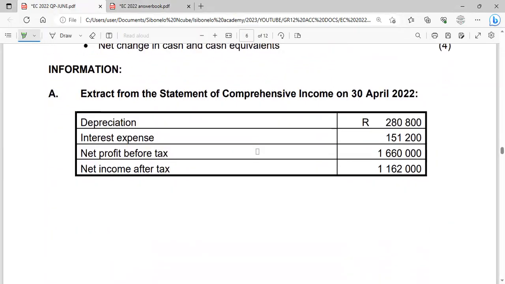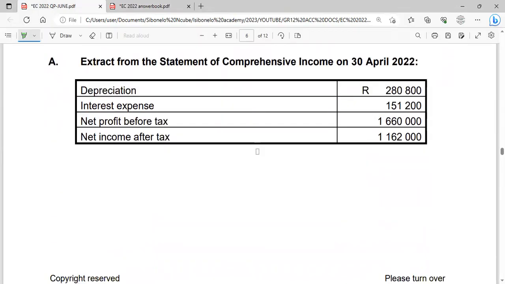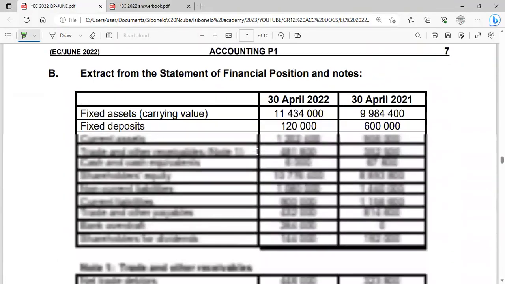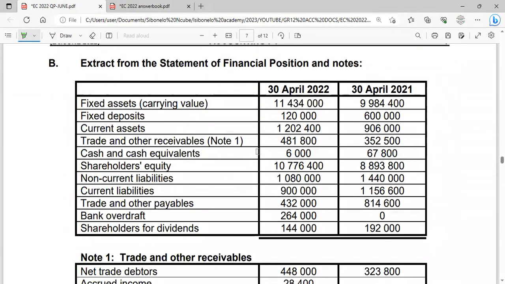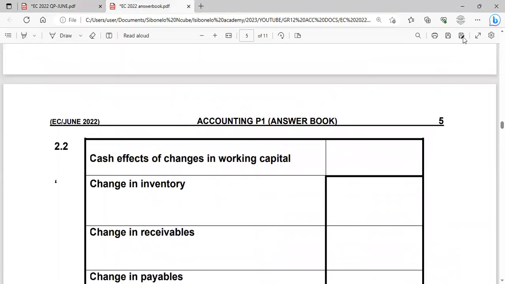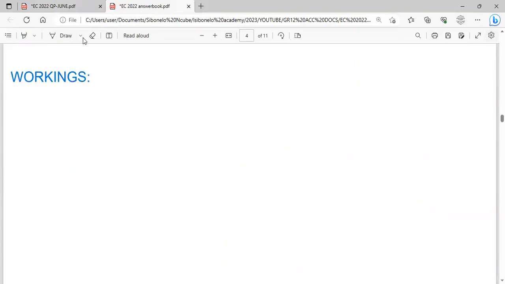So now we go to our information. Information A is an extract of the income statement, so we don't need this one. The second one is an extract from the statement of financial position, which is the balance sheet. Here we're going to search for inventory. We are not given inventory, but we have current assets. So guys, this is what you need to do here. We're going to show workings.